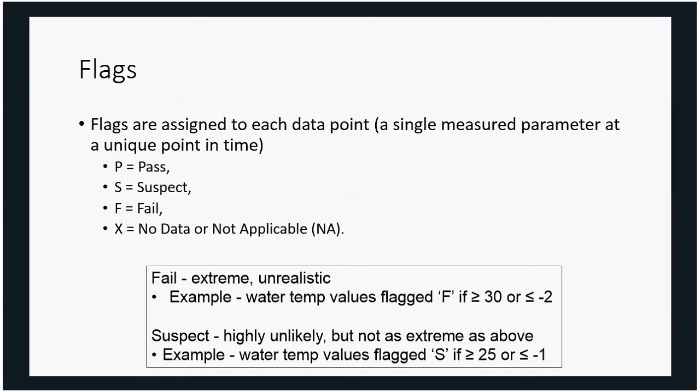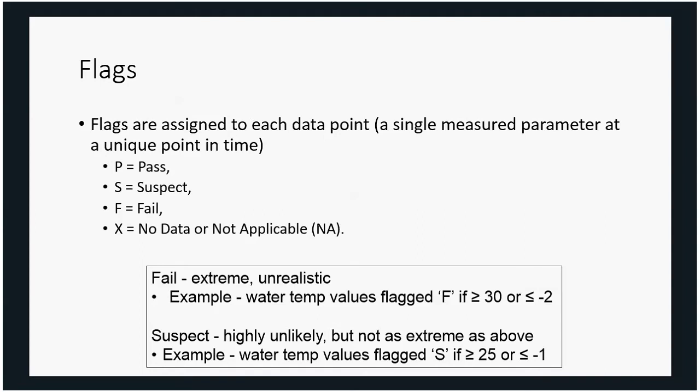Failure of an extreme: water temperature gets flagged as a fail if it's over, let's say, 30 degrees C or less than or equal to -2 degrees C. However, values close to that may be suspect, so values greater than or equal to 25 or less than or equal to -1 would be flagged as suspect.